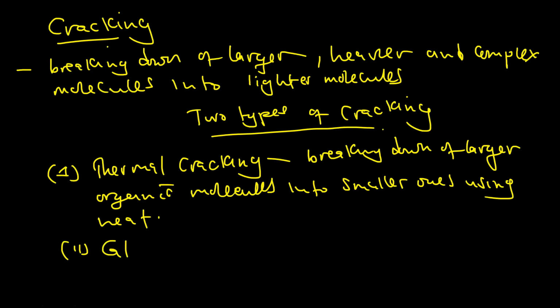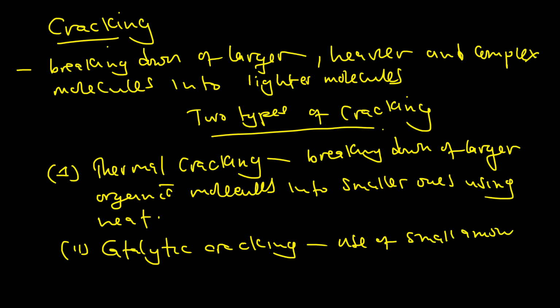Then the other one is called catalytic cracking. Catalytic cracking involves using minimal heat with a catalyst, not an enzyme, please. So it involves the use of a small amount of heat and a catalyst to break down large molecules into smaller ones. So catalytic cracking is the breaking down of complex hydrocarbons using less heat and a catalyst.